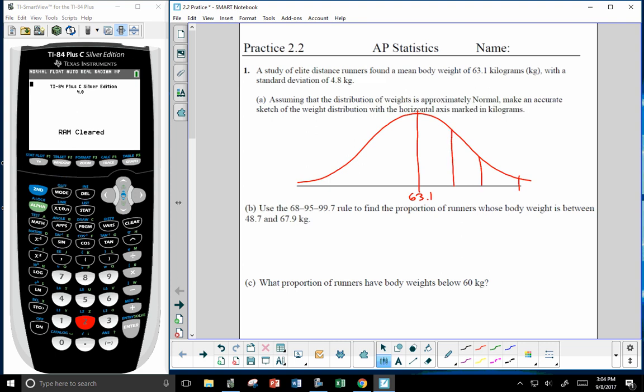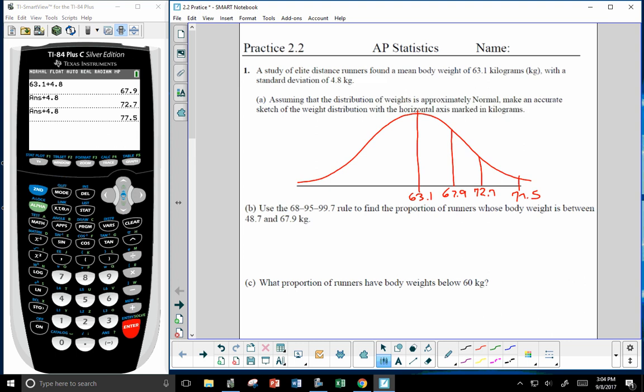So starting at 63.1, we add 4.8 to figure out where our next place along the horizontal scale would be. That would be 67.9. We add 4.8 again, and that gets us to 72.7. Then we add 4.8 again, and that's 77.5.